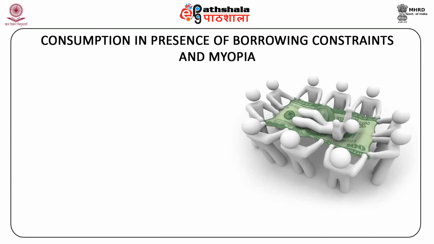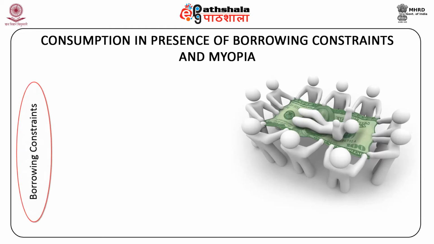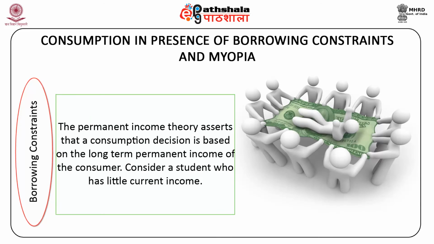The life cycle hypothesis and the permanent income theory may not appropriately explain consumption behavior due to two reasons: borrowing constraints and the myopic nature of the consumers. Borrowing constraints. The permanent income theory asserts that a consumption decision is based on the long-term permanent income of the consumer. Consider a student who has little current income. However, he expects to earn a very high future income.